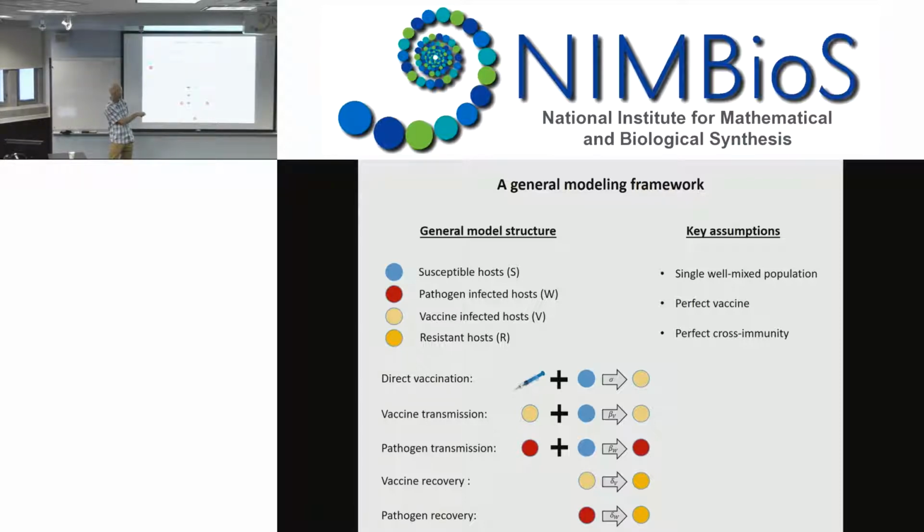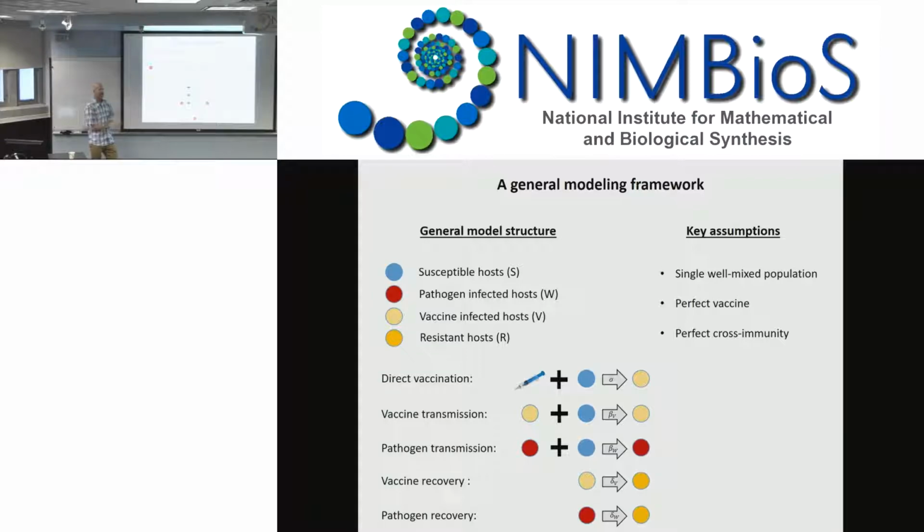Susceptible hosts can also be infected by the pathogen at some rate beta sub w. And then vaccine-infected and pathogen-infected hosts recover at some rates delta sub v and delta sub w, okay? Now, the key assumption in all of this is that everything I'm going to talk about rests on the idea of a single well-mixed population. It's obviously a simplification, but it makes things more tractable for this first pass through the models.